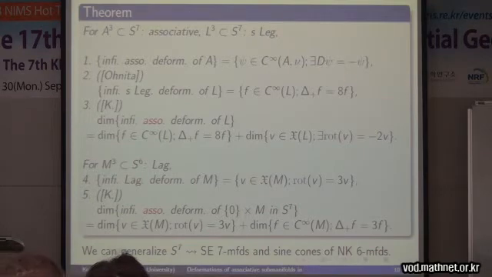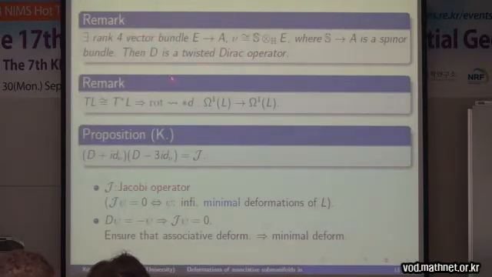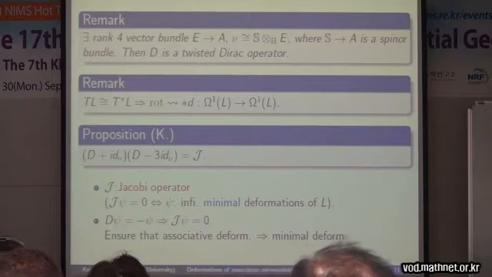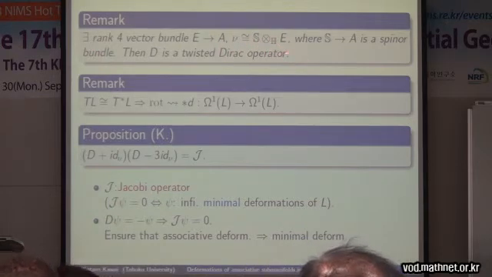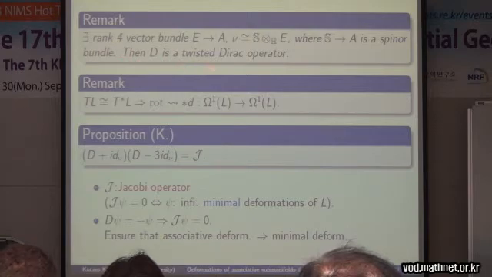Next, we give some remarks about the differential operator D and the rotation operator. First, a remark about the operator D. It is known that there exists a rank 4 vector bundle E over A, and ν is isomorphic to S ⊗ E, where S is a spinor bundle over A. Then D is known to be a twisted Dirac operator.